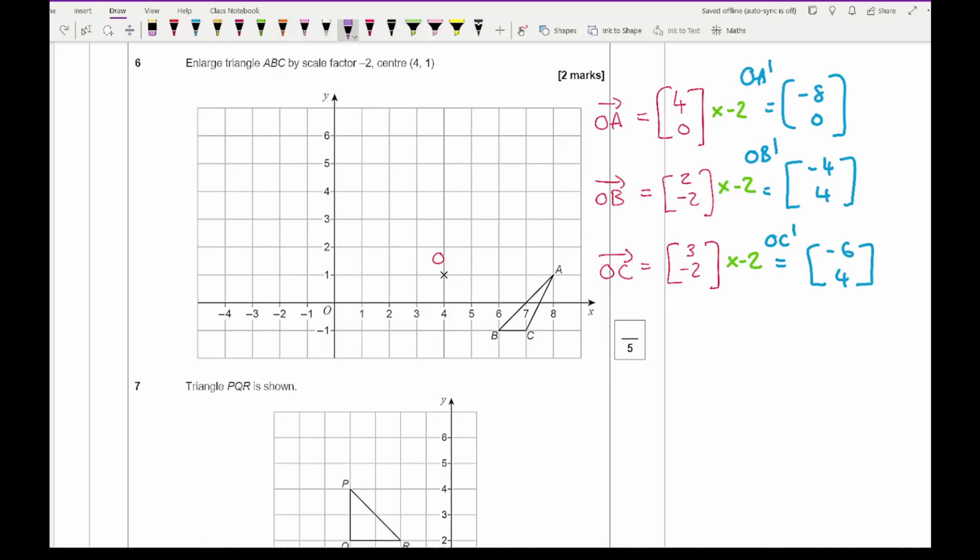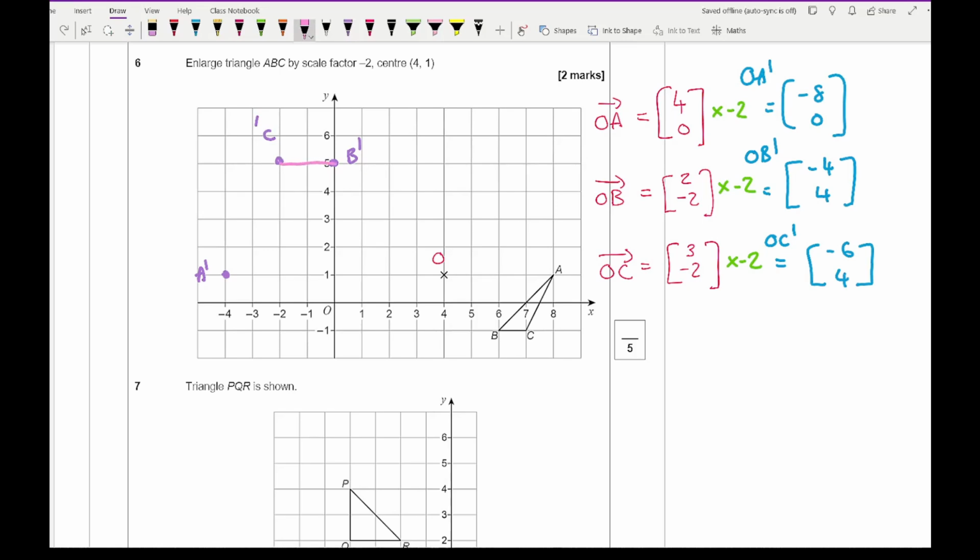So for the first one, I'm going -8, 0, which is left 8 places, which is here. And that's where my A dash is going to be. Now B dash is going to be -4, so it's 4 to the left, then 4 up, which is here. So that's where B dash is going to be. And then C dash is -6 and 4 up, which is here. So that's going to be C dash. Then all that's left for me then to do is to join those points up.